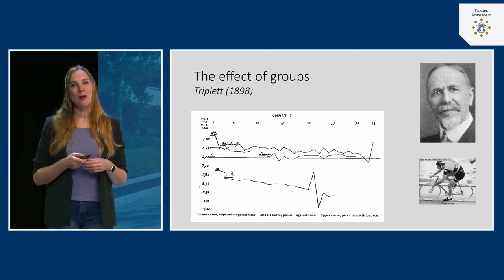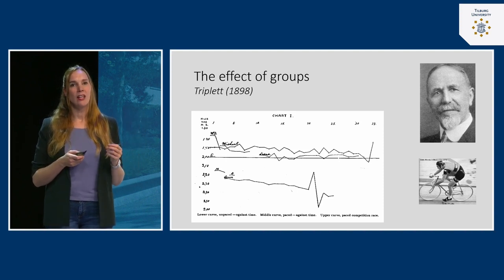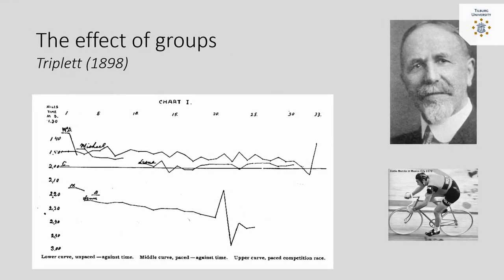Here you see the graph, and in this experiment that Triplett conducted, cyclists had to race as fast as they could, and they had to race either alone or in competition against someone else. And here you see the graph, and the lowest line, that's actually the slowest, so the cyclist went the slowest when the cyclist was racing him or herself. So I think this was only male participants. So it was the cyclist alone was the slowest. The performance started increasing, so better performance when the cyclist raced against others.